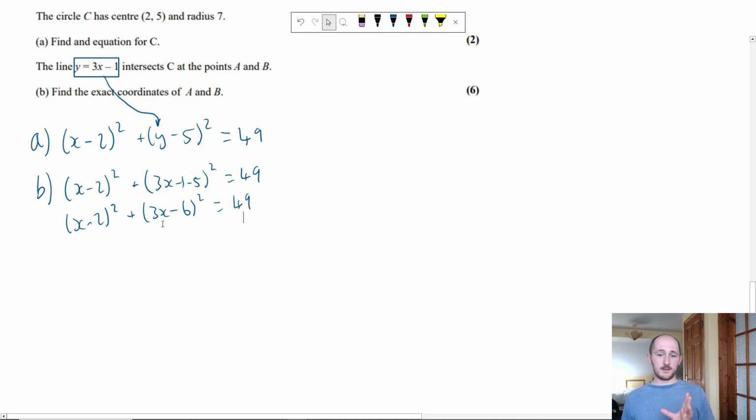Expanding double brackets, I'm hoping you're completely fine with. I do go through it a bit quickly. So for example, x times x would give me x squared, and then we'd have minus 2x minus 2x, that's minus 4x, and then plus 4.